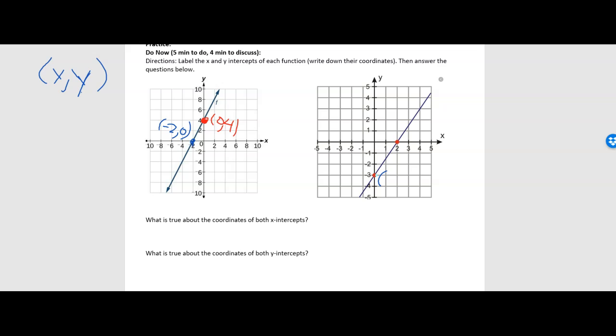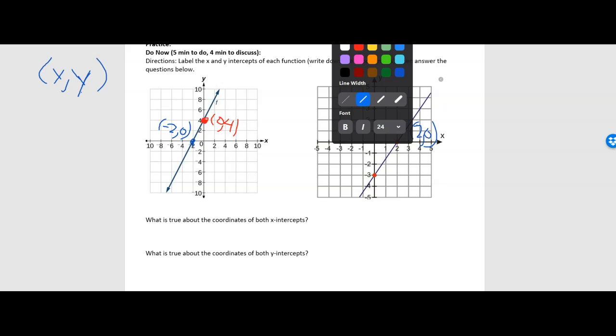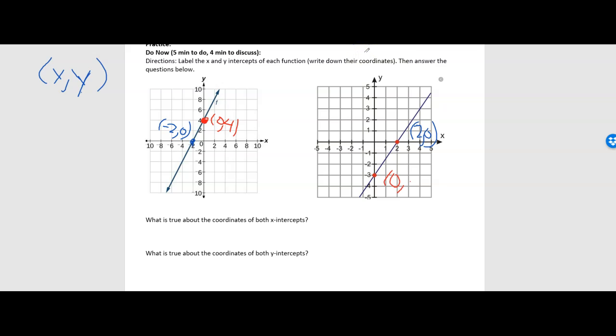If I come over to my other function, the points are already there, so I just need to label. Let's do the x-intercept first. That is at (2, 0). And our y-intercept is at (0, -3).